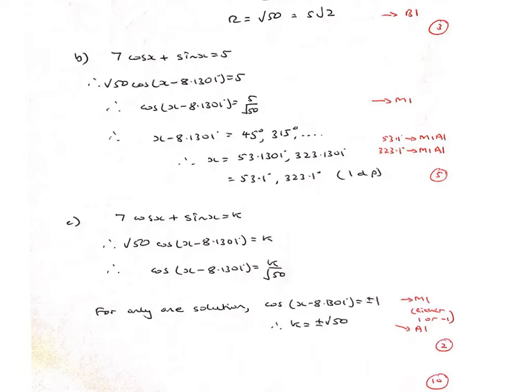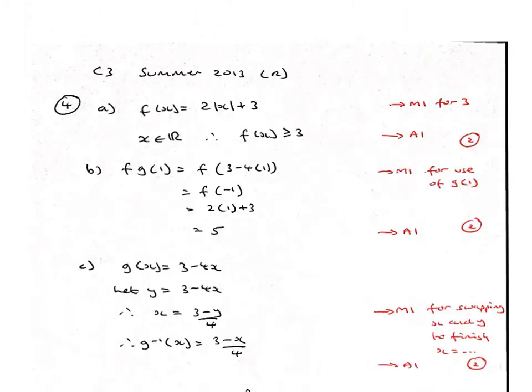So the only two values between 0 and 360 which have just one solution are plus 1 and minus 1. So the cosine of that is plus or minus 1, so k must be plus or minus root 50. Plus root 50 over root 50 is plus 1, minus root 50 over root 50 is minus 1. So k is plus or minus root 50 to give us our two solutions.